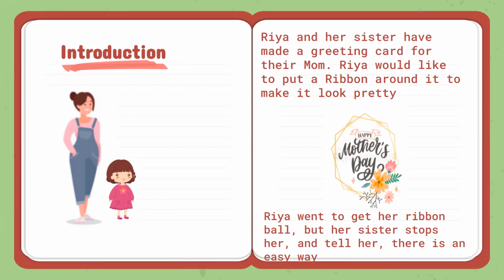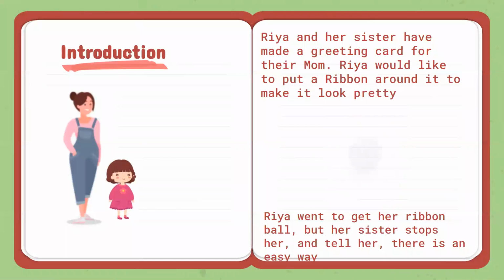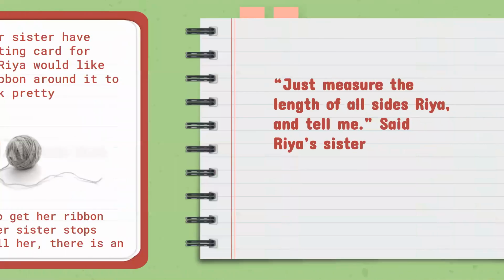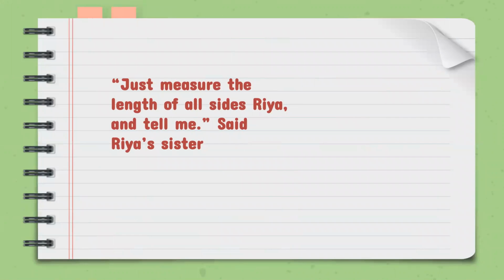हमको पूरा रिबन का बॉल जरूरत नहीं है. We just need a little bit of it. कुछ ही चाहिए. And Ria, I'll tell you how to do that. बहुत आसान method है. So, Ria's sister just tells her to measure all the sides of the card. कार्ड की चारों साइड measure करके मुझे बता दो. And I will tell you what to do next.